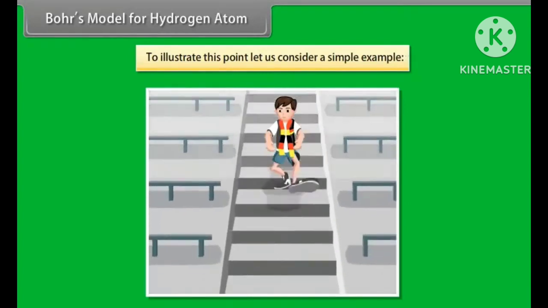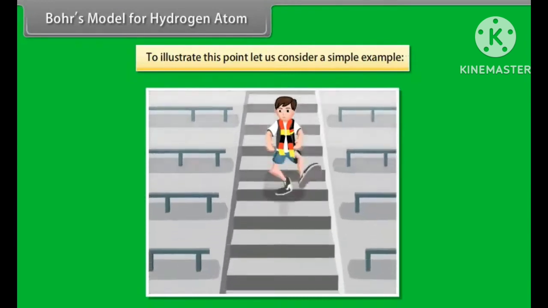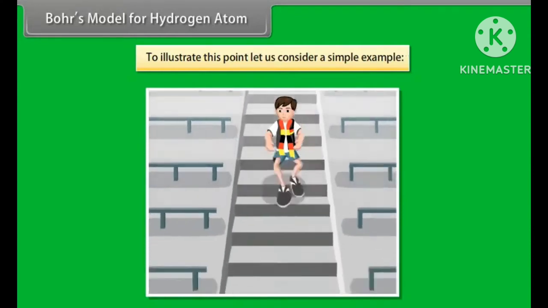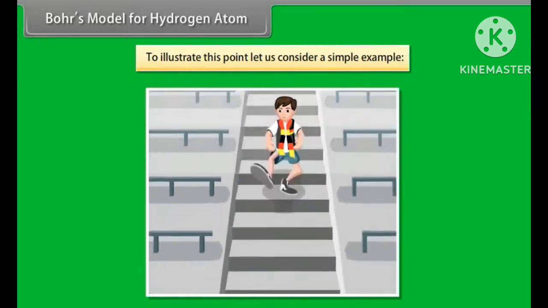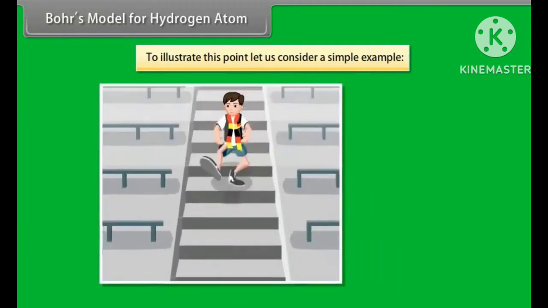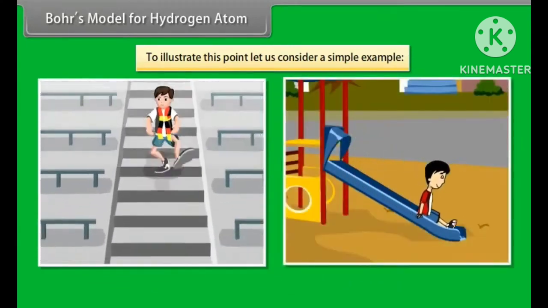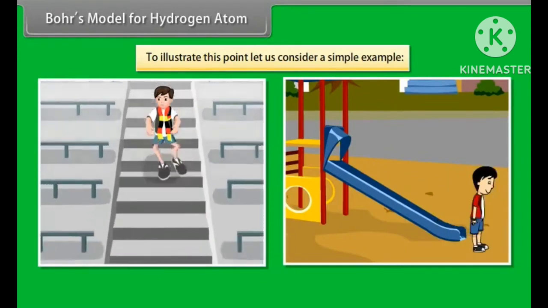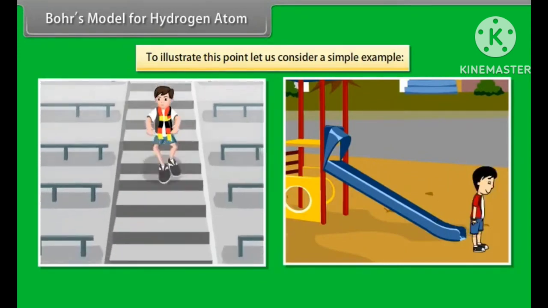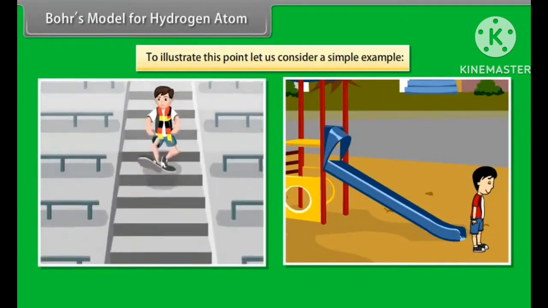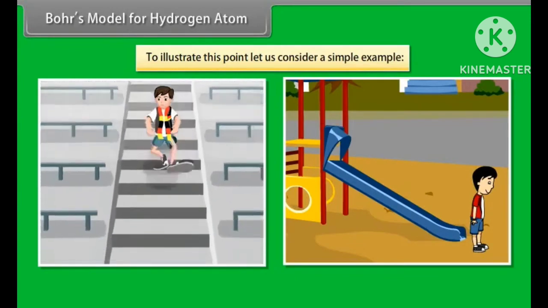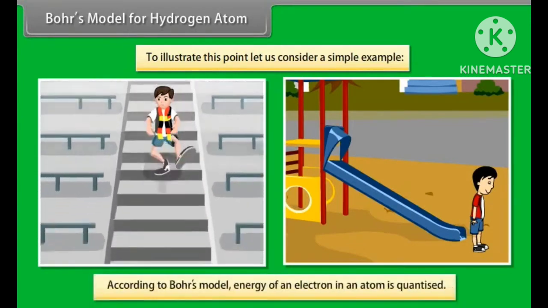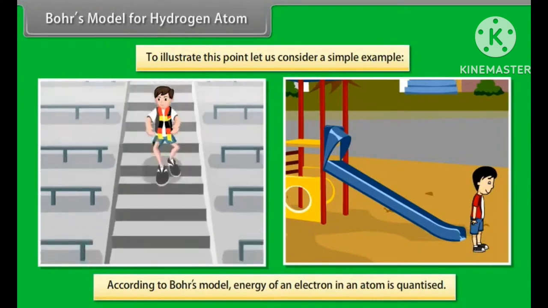Suppose a person moves down a staircase, then energy of the person changes discontinuously and he can have only certain definite values of energy corresponding to the energies of various steps. Energy of the person in this case is quantized. On the other hand, if the person moves down a ramp, then his energy changes continuously and he can have any value of energy corresponding to any point on the ramp. Energy in this case is not quantized. So, according to Bohr's model, energy of an electron in an atom is quantized.